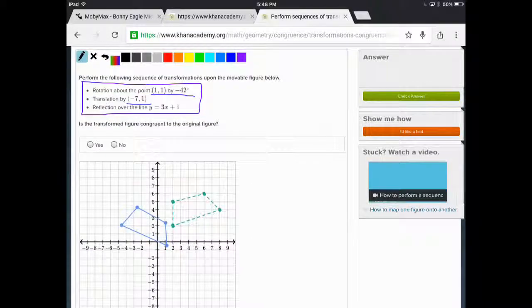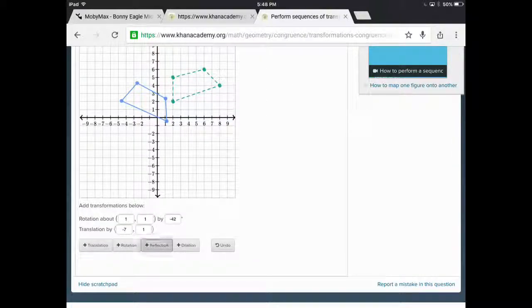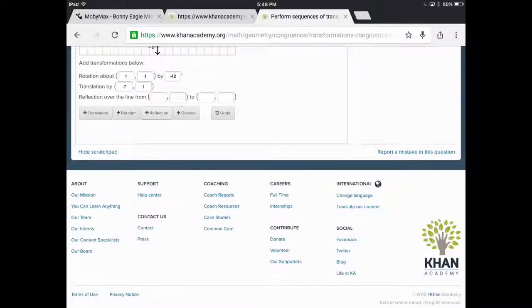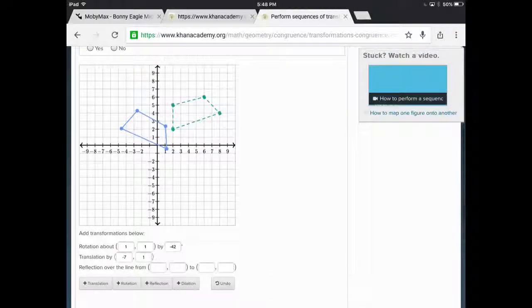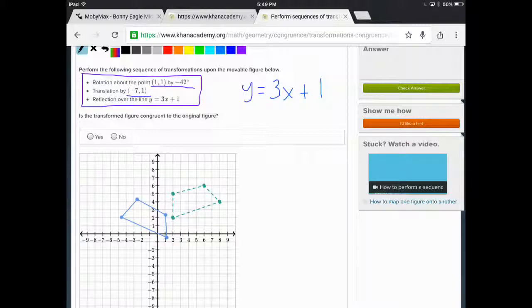The last thing is this reflection over the line y equals 3x plus 1, and that's a bit tricky because when we bring up the reflection tool, the first thing we notice is it's in a different form. It's asking us for 2 points. Okay, so how do we convert y equals 3x plus 1 into point form? And that's really the question that we have here.